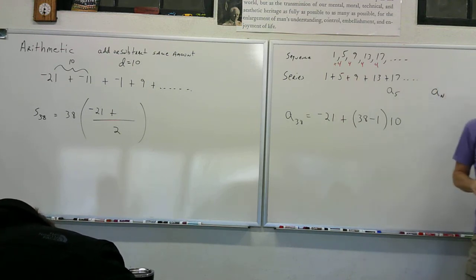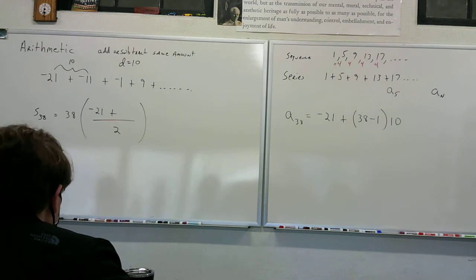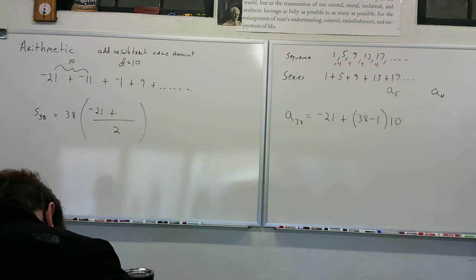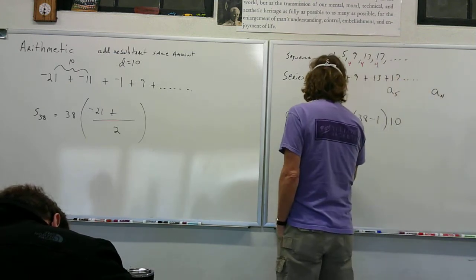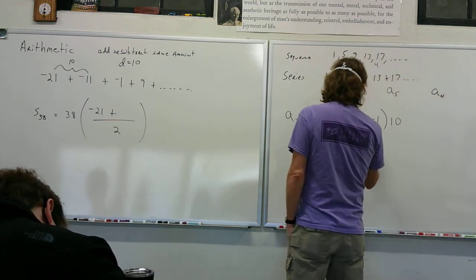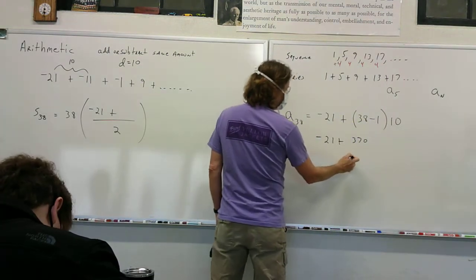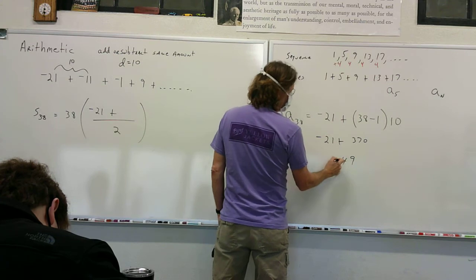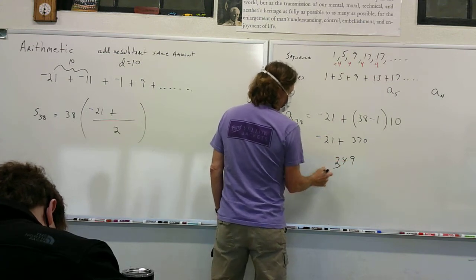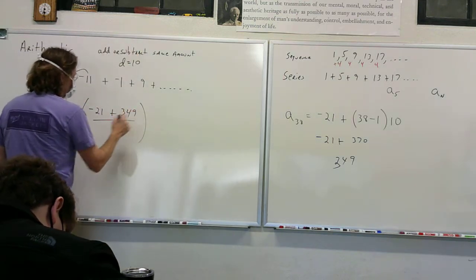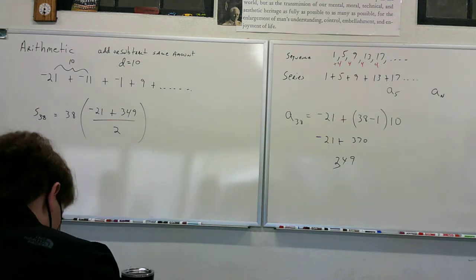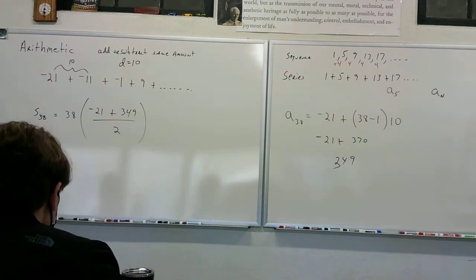Okay? And I don't mind doing that. I think it's a pretty smart way to do it. And that's probably the easiest way to do it. 370 minus 21 is 349. Put it right there. Start working. Okay? Is that all right? And then that's the way to do it.